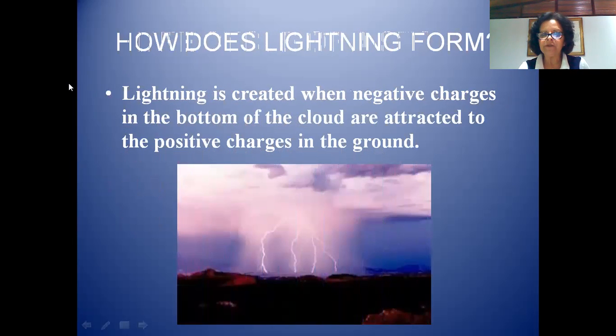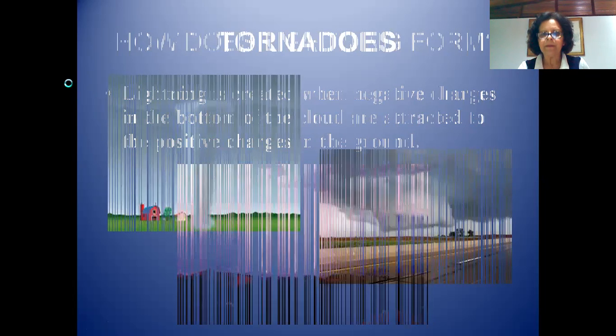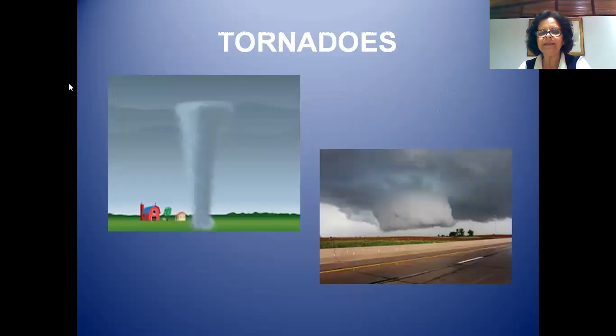We have some pictures, and then we have now the lightning. What produces lightning? Thunder and lightning. Lightning is created when negative charges on the bottom of the cloud are attracted by the positive charge in the ground, and that's when lightning occurs. Okay, then we have some pictures, and this is what we know now as a tornado.